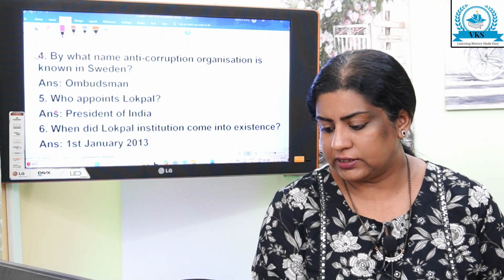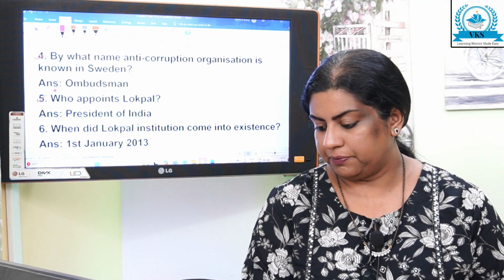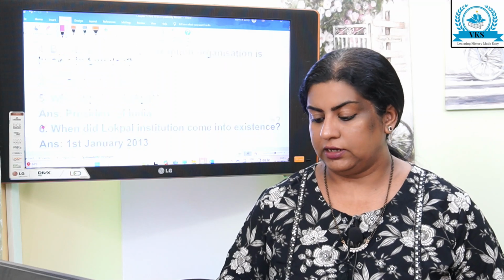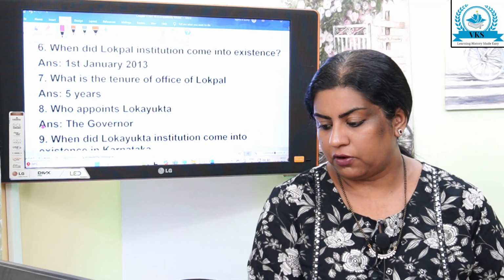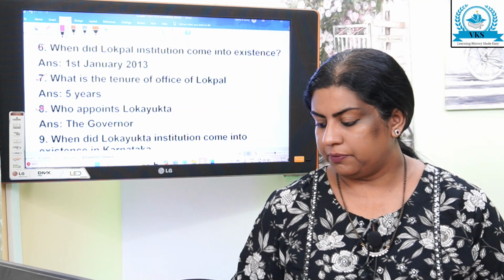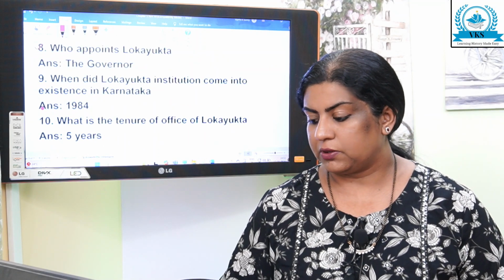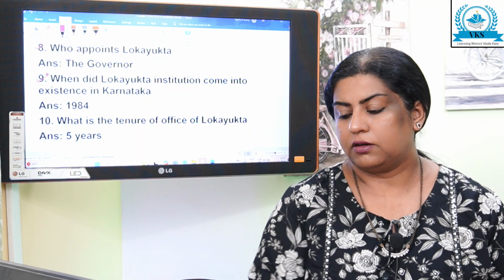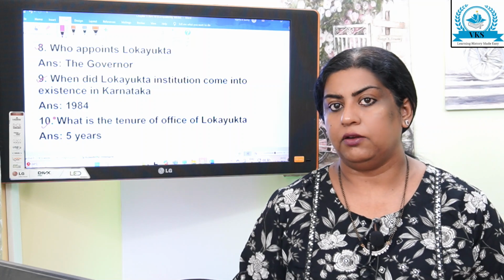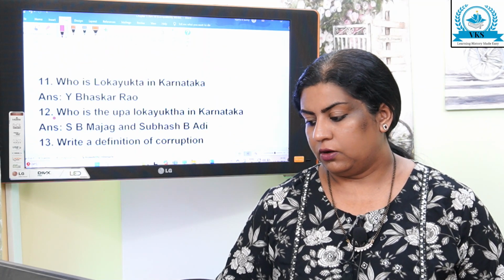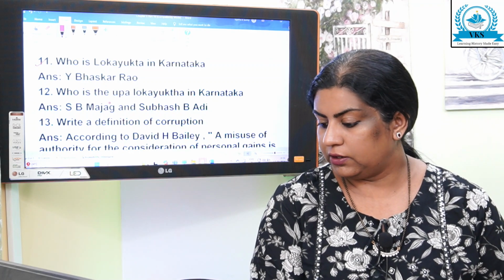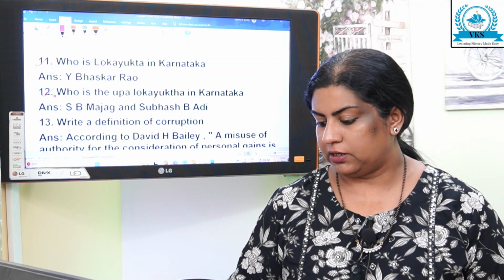Next, who appoints Lokpal? President of India. When did Lokpal institution come into existence? 1st January 2013. What is the tenure of office of Lokpal? That is 5 years. Who appoints Lokayukta? Governor. When did Lokayukta institution come into existence in Karnataka? It came during 1984. What is the tenure of office of Lokayukta? Again 5 years. Who is the Lokayukta in Karnataka? Y. Bhaskar Rao. Who is Upalokayukta in Karnataka? S.B. Majage and Subhash Adi.